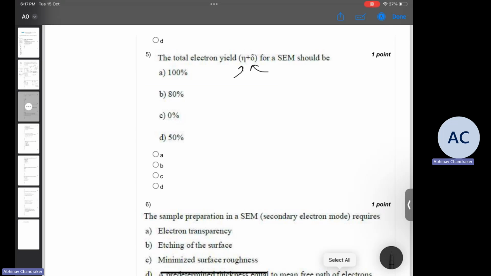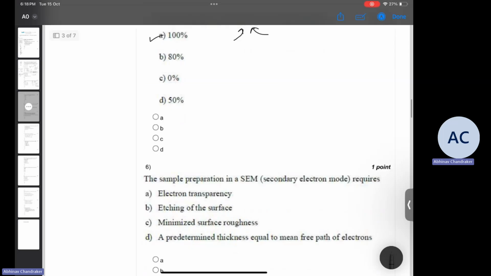So all the electrons which are coming from the beam should be going out as either secondary electrons or backscattered electrons, and that would mean that the electron yield will be 100%. So in case of a non-conducting sample, we'll have to maintain 100%, or we'll have to gold coat it. But I think for this question, the correct answer should be A, 100%.